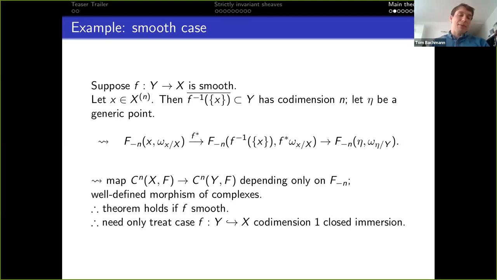But okay, the smooth case is completely valid. And if you have a map between smooth schemes, it can always, at least locally, be factored into a composite of smooth maps and of codimension one closed immersions. And so from this, it follows basically that the difficult case which you have to treat is the codimension one closed immersion. I mean, that was obvious from the start, but just to point that out. So really what I'm now going to do is try to understand how the pullback map on a codimension one closed immersion works.